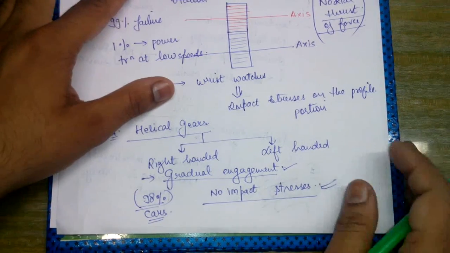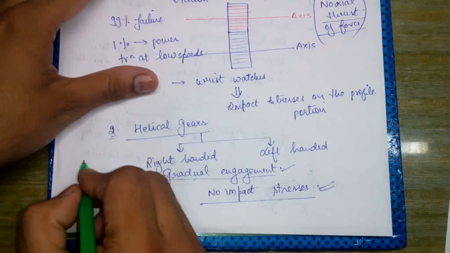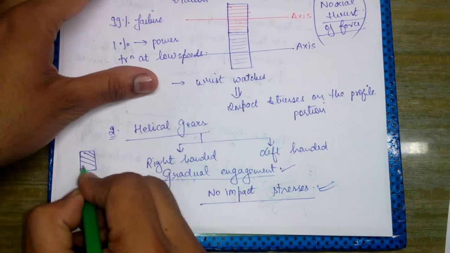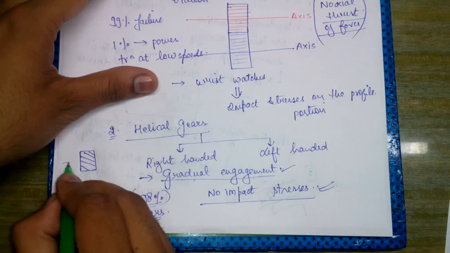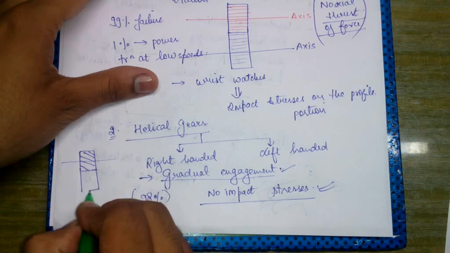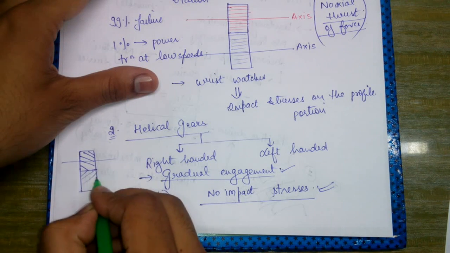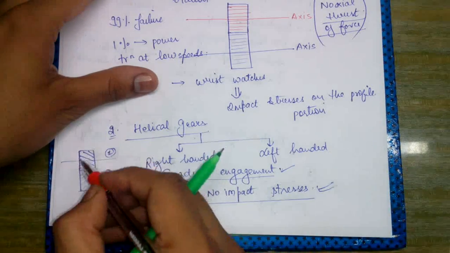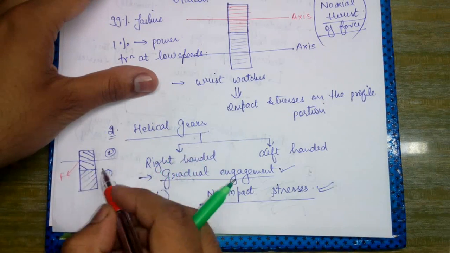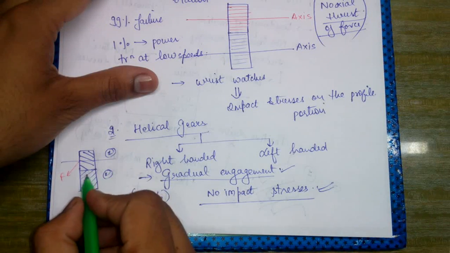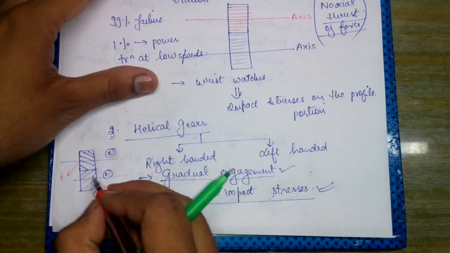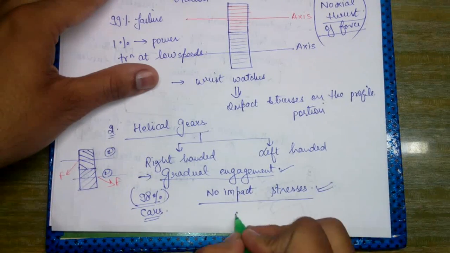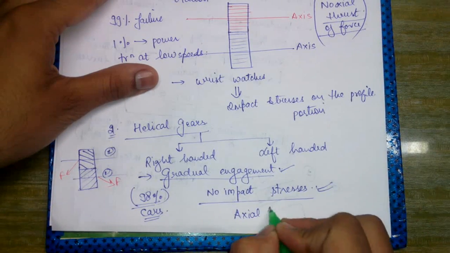But the disadvantage that was found in such type of gears, I will draw the diagram. These are the teeth. They are actually inclined to the axis of rotation. This is body number 1. This is body number 2. Okay, this is 1, this is 2, such that we had this force and this force. So there was axial thrust.